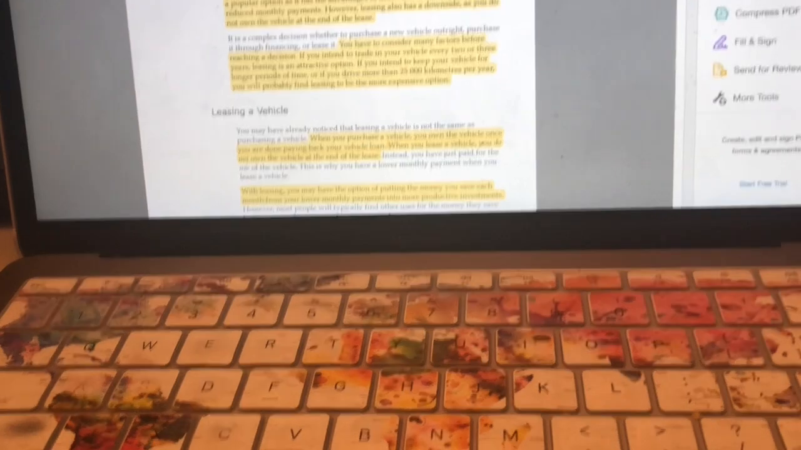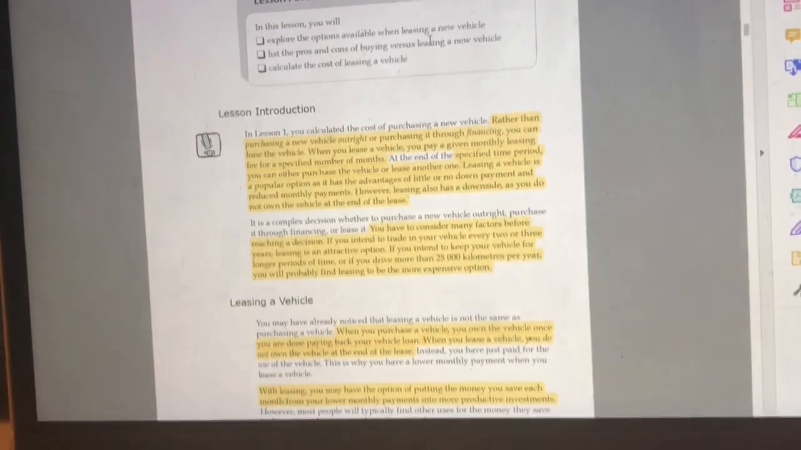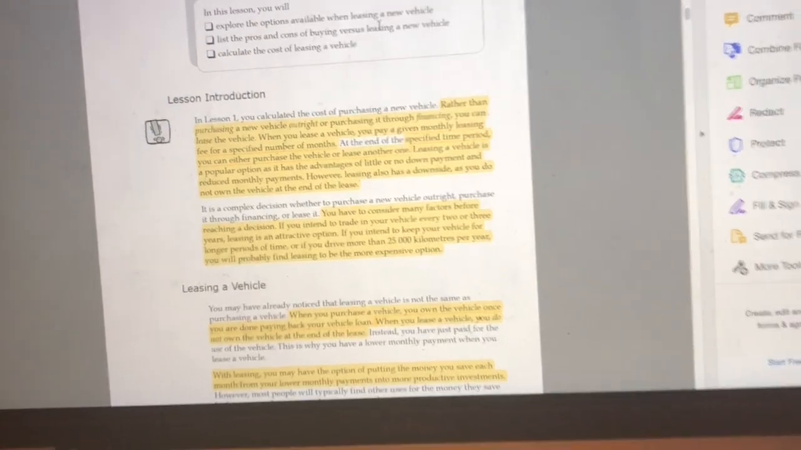We've talked about lesson one already. We talked a little bit about purchasing a new vehicle. Sorry, my tripod is not cooperating with me. So we're going to be moving on to leasing a new vehicle.